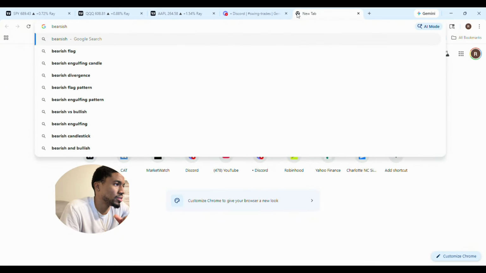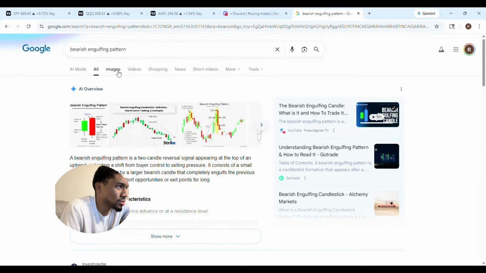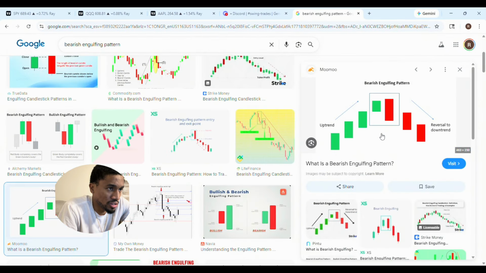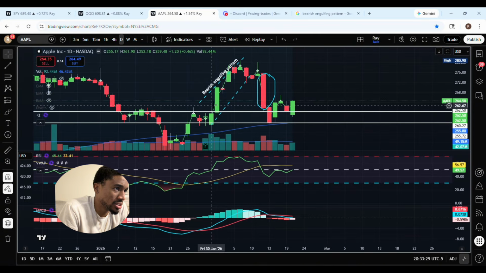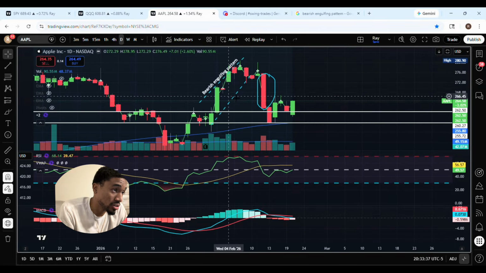Bearish engulfing pattern. Let me show you all what it is. All right, this is bearish engulfing. Let me show you Apple first. As you can see here, we rose up. Boom, boom, boom, boom, boom. Think of it like you're going in the air, you're flying, you're flying, you're flying. So you want to see a stock go to the upward, right?